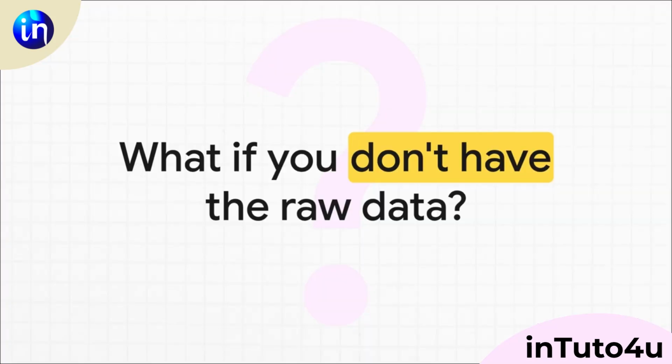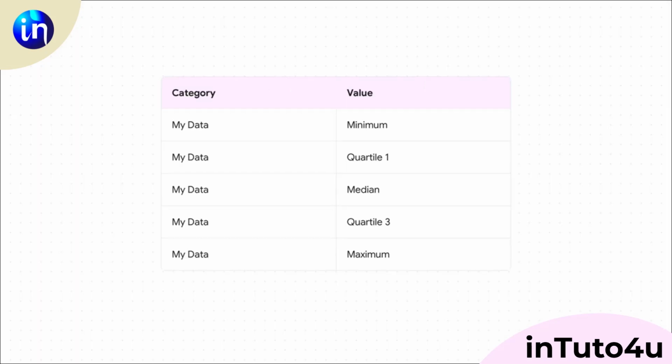This exact question actually came up on Reddit. A user had all the summary statistics, the min, max, median, and quartiles, for a data set with over 100 million rows. They didn't have the raw data. So, how on earth can you make a box plot in Excel if you can't point it to the source data? The solution is just wonderfully clever.